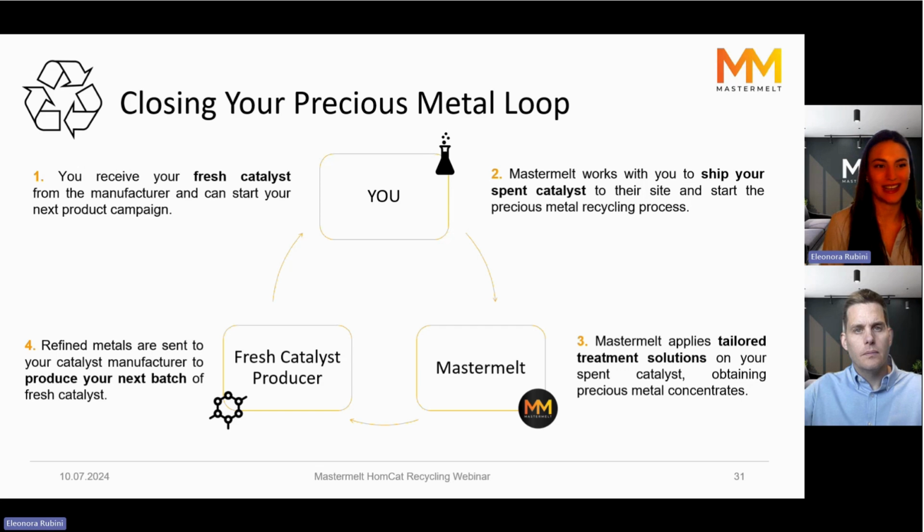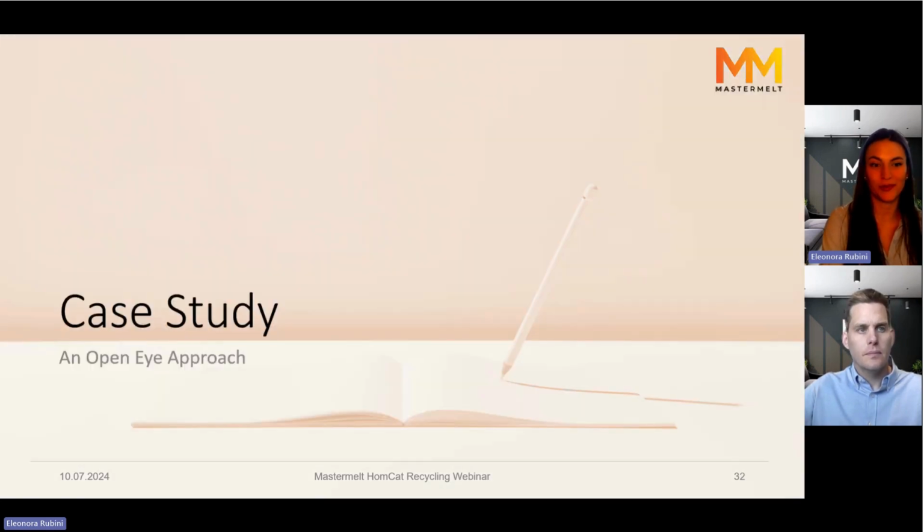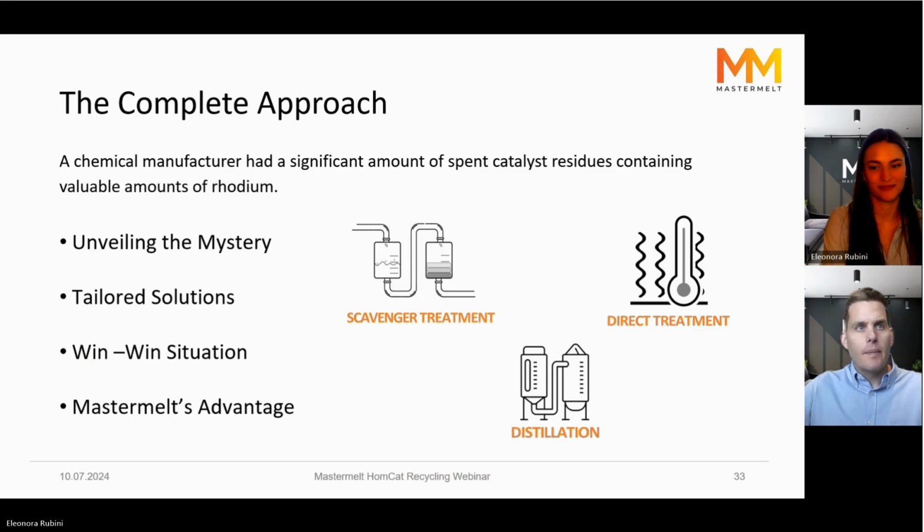Yeah. And now I would say we can close on Adam's case study. So you get a real life experience of what has happened with one of our customers. So here we have an example of a real world customer who we needed to take the complete approach to recovering precious metal for them. It's a chemical manufacturer who had significant amounts of spent catalyst residues, which contained valuable amounts of rhodium.